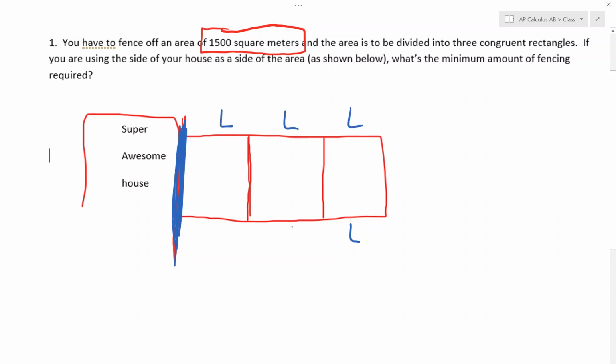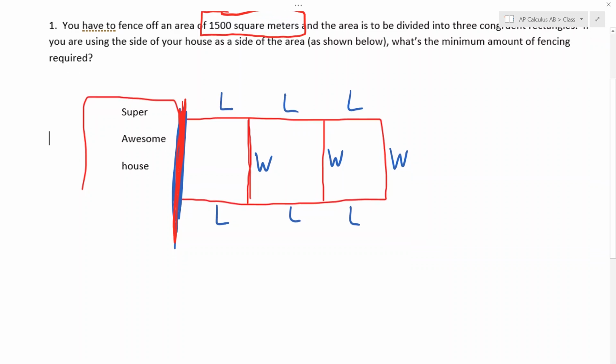Look at all these L's. Okay, like a report card. And these are all W's. Also like a report card. There you go. Okay, so that's how much we have to fence off. They're all congruent, and we want to do 1,500 square meters.